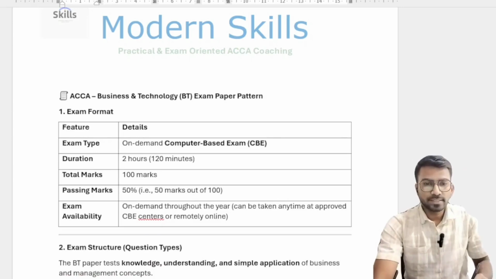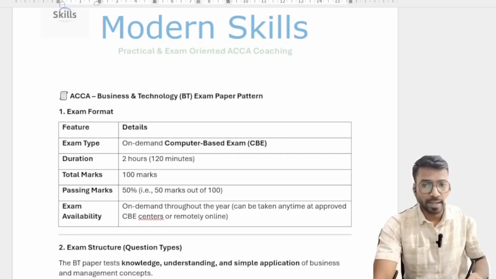First, let's understand the basic structure of the ACCA Business and Technology exam. The exam is a computer based exam. You'll get 2 hours, total 100 marks, passing marks are 50, and the exam is available on demand all around the year. So you can give it any time.